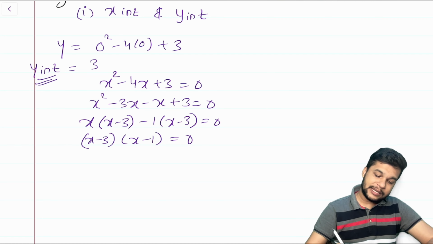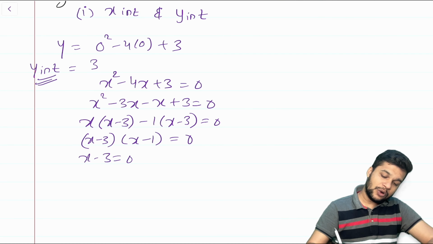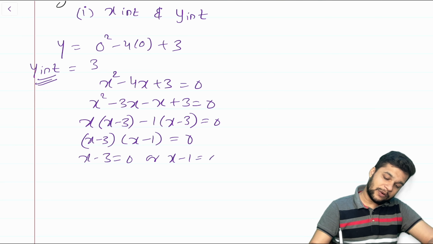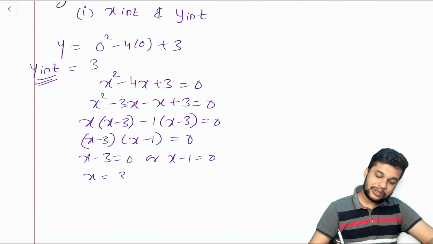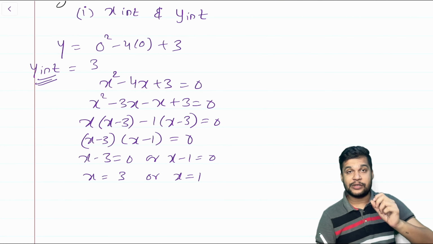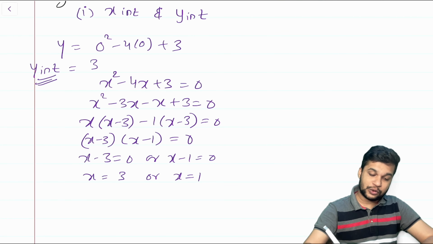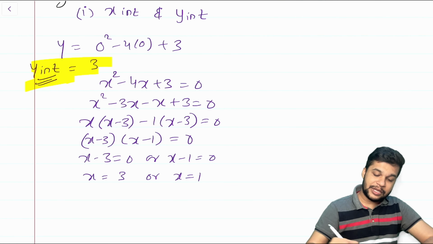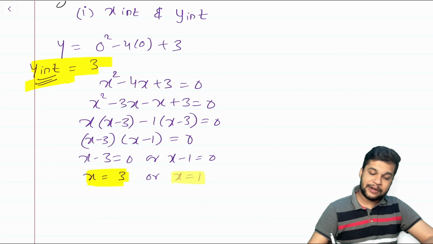So basically x minus 3 is 0 or x minus 1 is equal to 0. So x is either 3 or x is 1. So you got the x-intercept also. Your y-intercept is 3, your x-intercepts are 3 and 1.